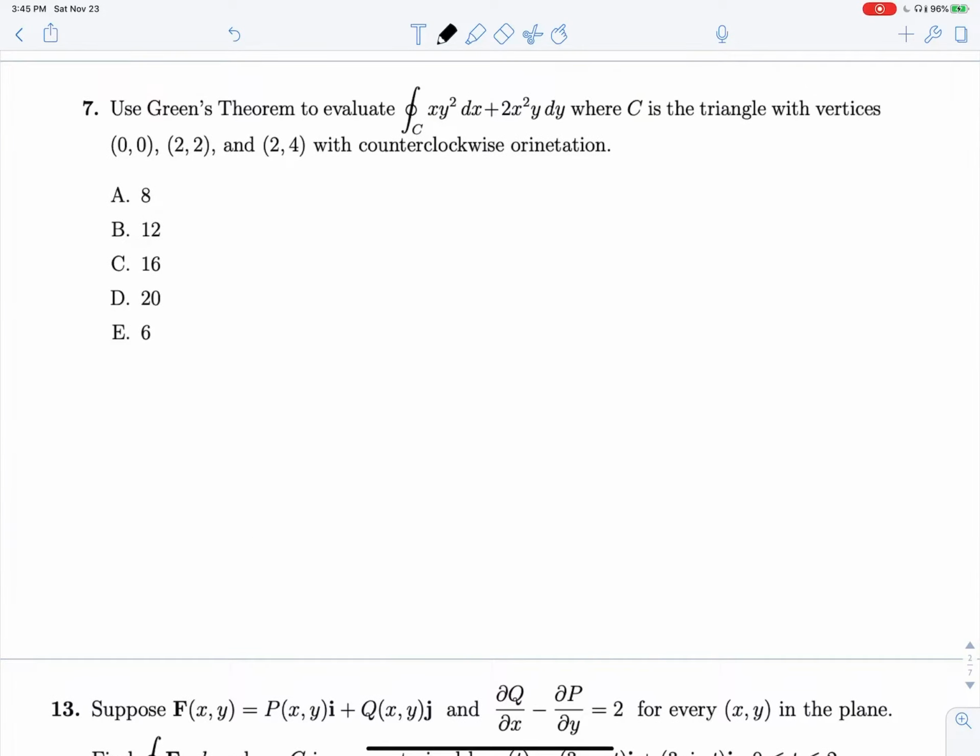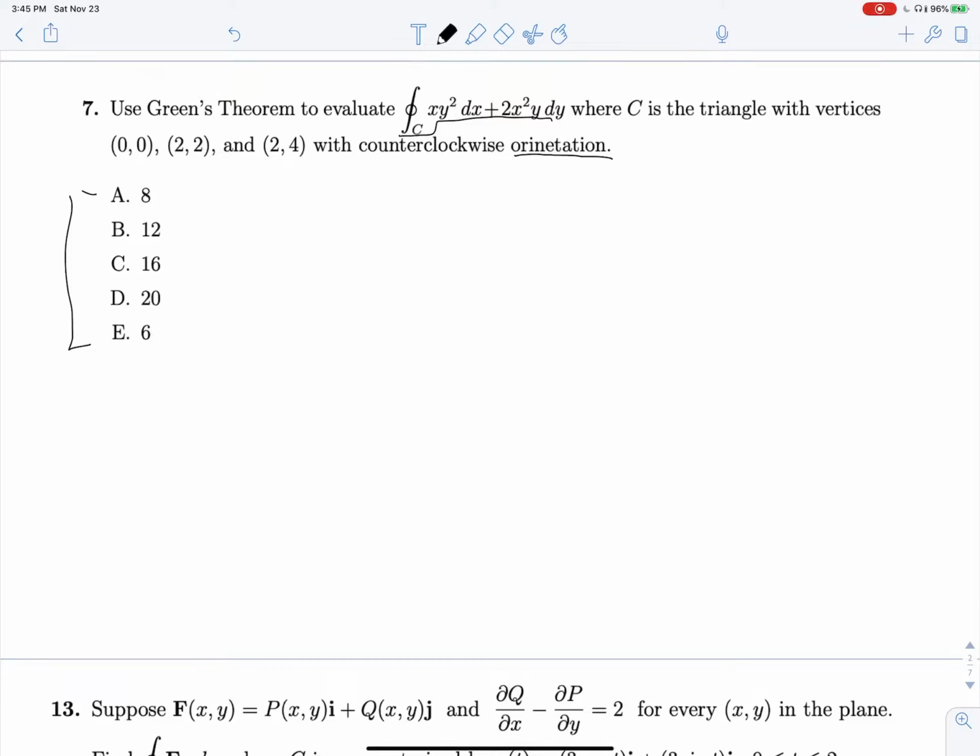Now we use Green's theorem to evaluate this line integral here, where C is a triangle with these vertices and a counterclockwise orientation. So it's always scary when they bring up this kind of thing, but they're being nice to us here. Well, it's scary only because you expect them to be able to spell the word orientation right. Orientation. Yeah, that's no good.